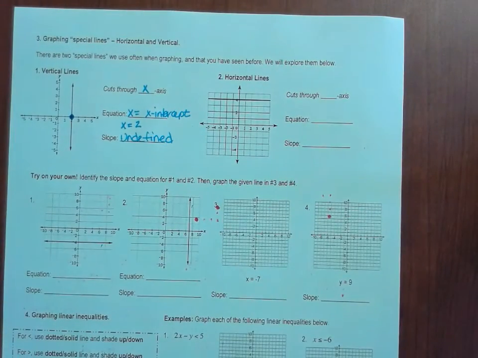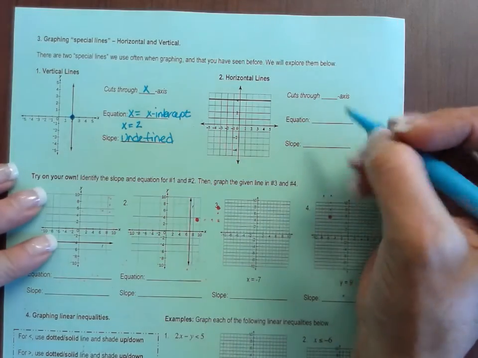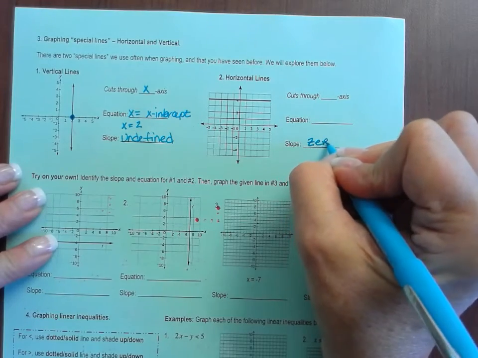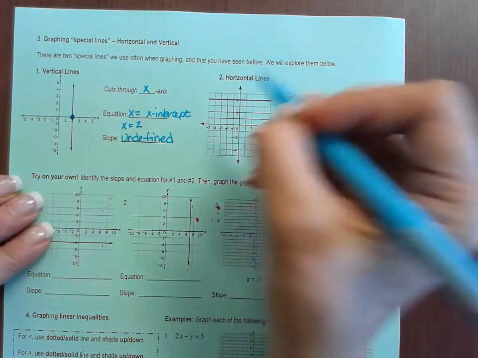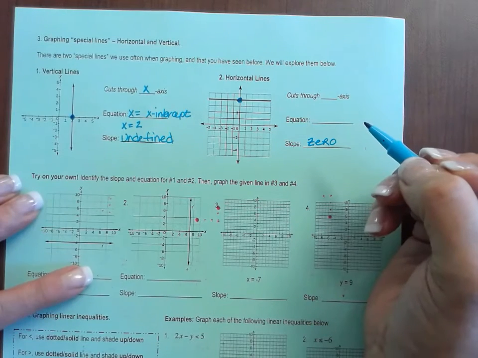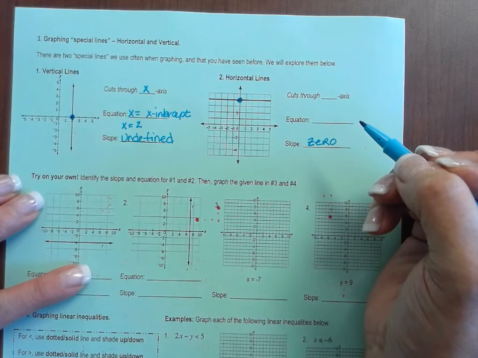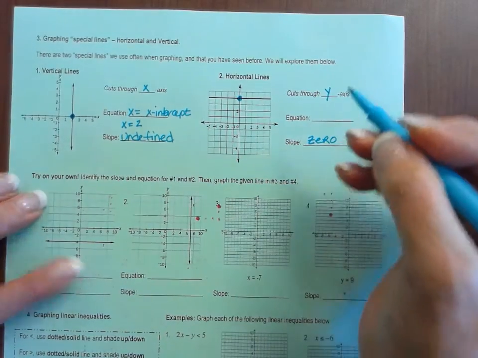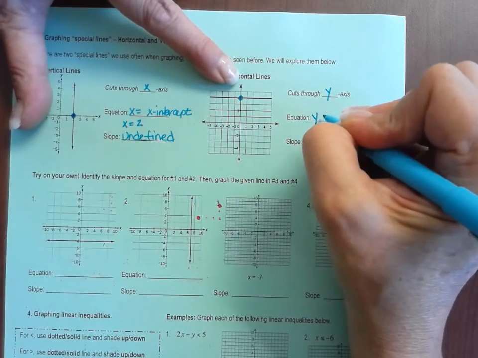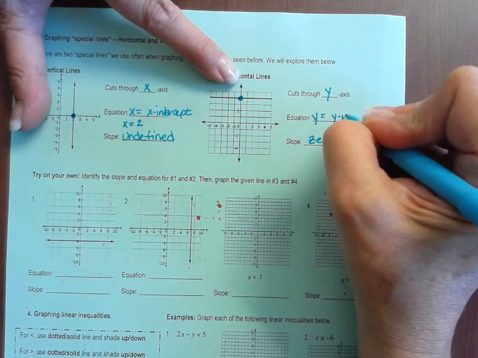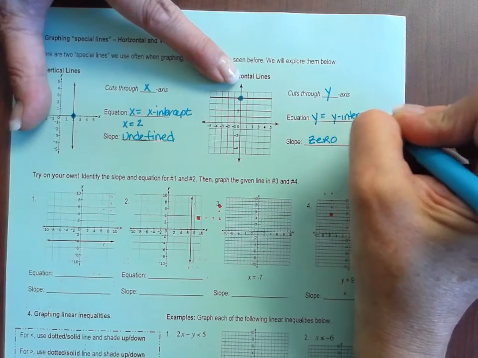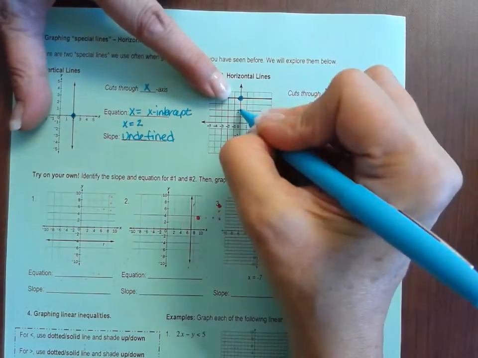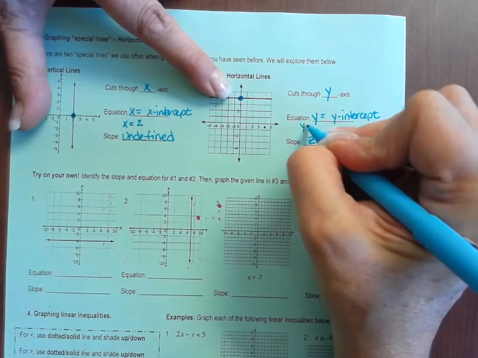Horizontal line, what's my slope? Kaylee, what's my slope of my horizontal line? Absolutely. So what do you think, which axis does it cut through? Anybody? Yeah, perfect. And it's the same thing with the equation, except it's y equals the y-intercept. And so 2, 3, 4. So this one's y is equal to 4.